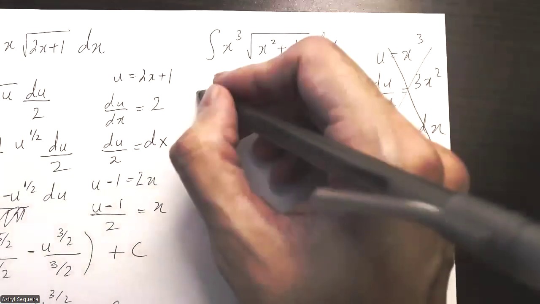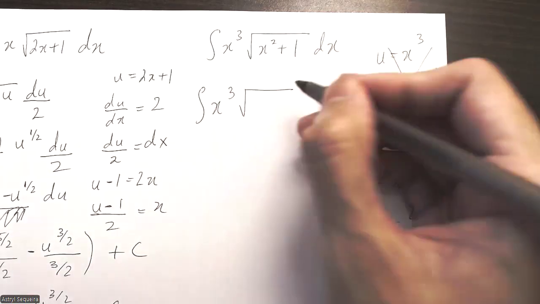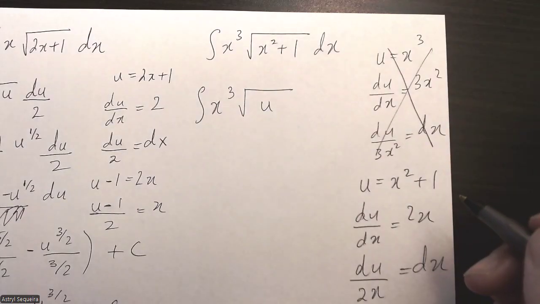Let's do our substitution now. So x cubed, I can't really change. x squared plus 1 is u.